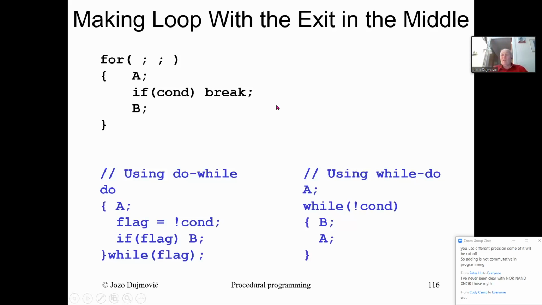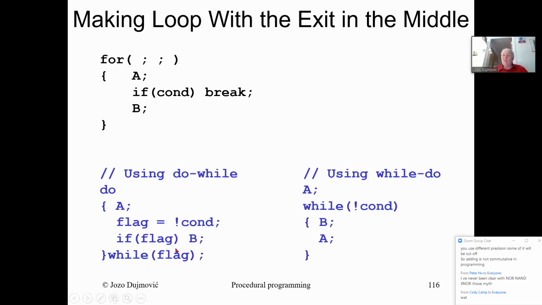The same situation is if you have a loop with the exit in the middle. You can make it using either do while or while do. For example, if you use do while, you enter the do loop, execute this block A, and then compute a flag, which is not condition. So if condition is true, this is exit, and this flag is the condition for staying in the loop. If it is satisfied, execute B. And you stay in the loop while flag, go to B, to A.